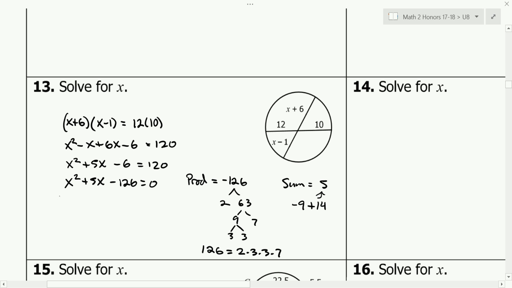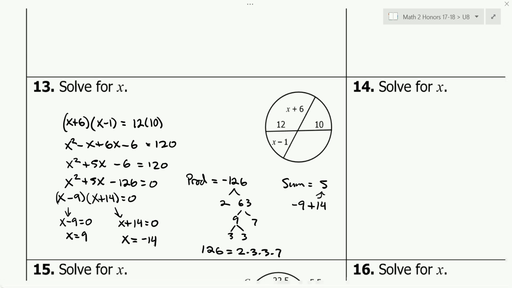So now we found it, we can factor this to x minus 9 times x plus 14. And set each factor equal to 0 and solve, and you get x is 9, or x is negative 14. We can't have two answers. So we got to throw one out. One of them is obviously wrong. Which one? Yeah, we're talking about length here. Negative 14 won't work for us. So x is 9. Woo!